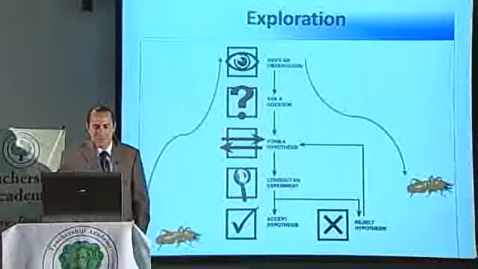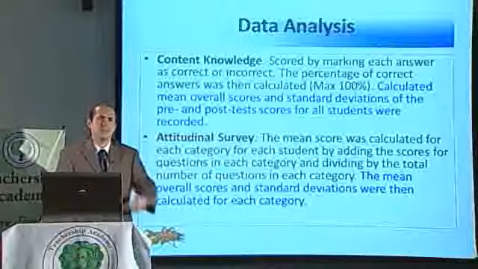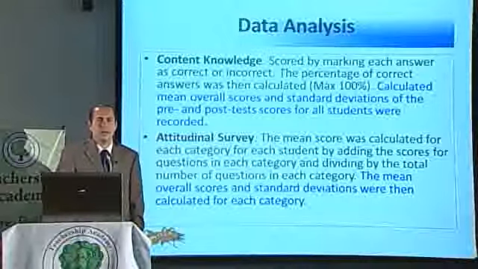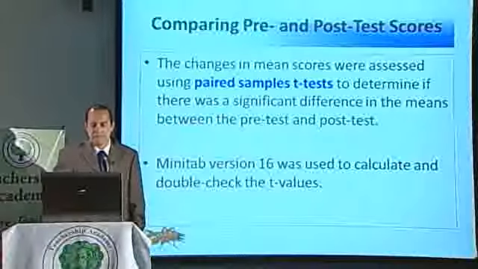Now, I analyzed the data, and to analyze the content knowledge portion of the survey, I graded it as a quiz. I tallied up all the scores and calculated the average for all categories. When it came to the attitudinal part, I did the same thing for the scores of the Likert scaling, and got the averages for each category. I utilized a particular statistic to investigate whether there was a significant difference in the pre and post test scores. Okay? And I used the paired samples t-test for such a thing.